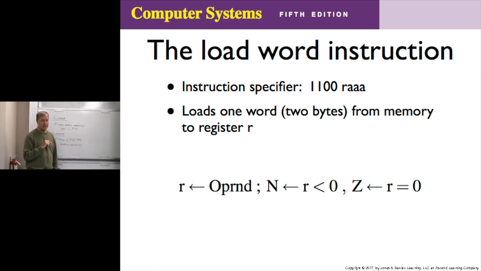Okay? And if you look back up in that table, you'll see that the instruction specifier is 1100 and then RAAA. So R is the what? The lowercase r in that RAAA. That's the instruction R field, and the AAA is the addressing AAA field. So those are bits. Each one of those is a binary value. And what this does is this loads one word from memory to register R.